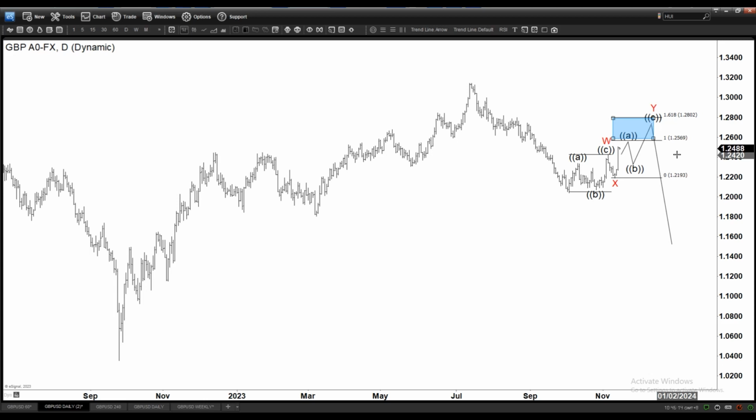So we can say that in the shorter cycle, we like it higher until at minimum we reach this area between 125.70 and 128. Right, this is the 100% extension. Now, let's talk about some other possibilities here.